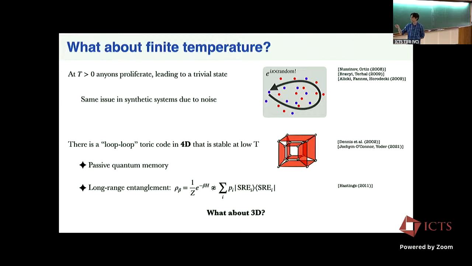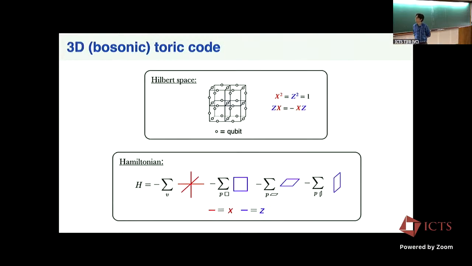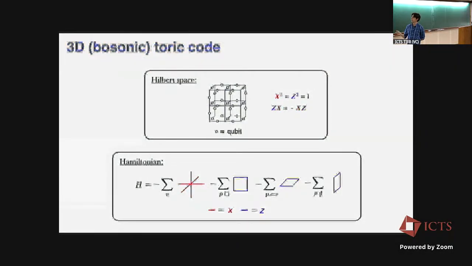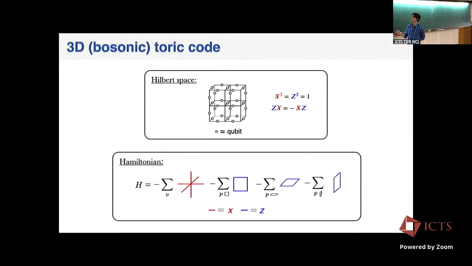So the rest of the talk will be about what happens in 3 dimensions. It will be useful to first talk about something that doesn't work, and why it doesn't work will give us a hint of how to fix it. The simplest thing you can look at in 3 dimensions is the naive generalization of the toric code to 3D. So now we have a 3-dimensional cubic lattice, with qubits living on the edges, still qubits.